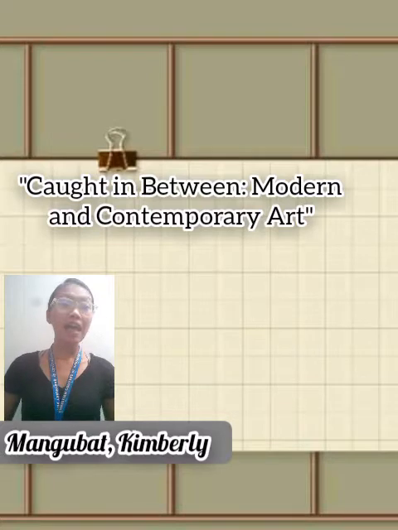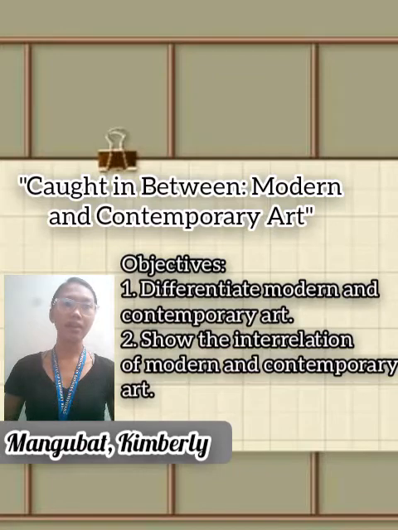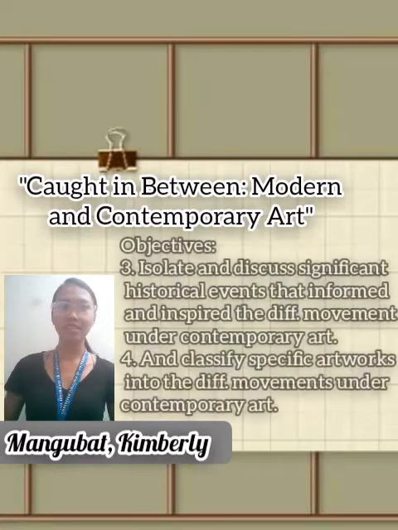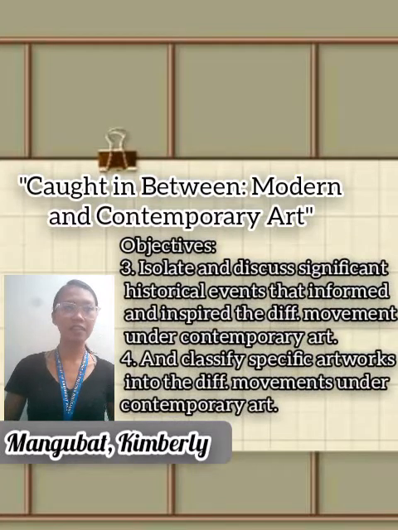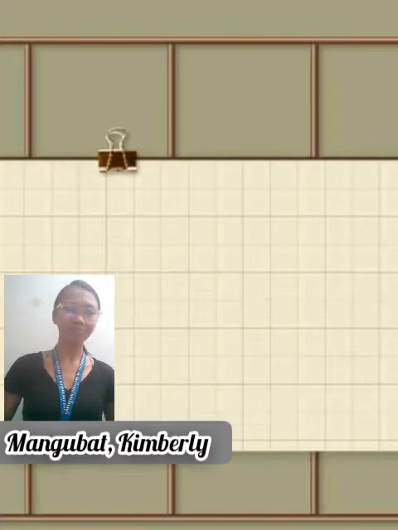But before that, let me introduce to you our objectives. By the end of our lesson, you should be able to, first, differentiate modern and contemporary art. Second, show the interrelation of modern and contemporary art. Third, isolate and discuss significant historical events that informed and inspired the different movements under contemporary art. And the last one, classify specific artworks into the different movements under contemporary art.